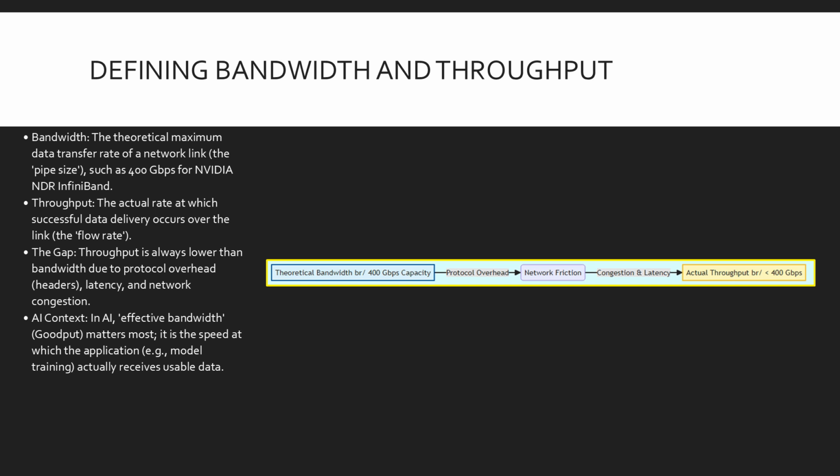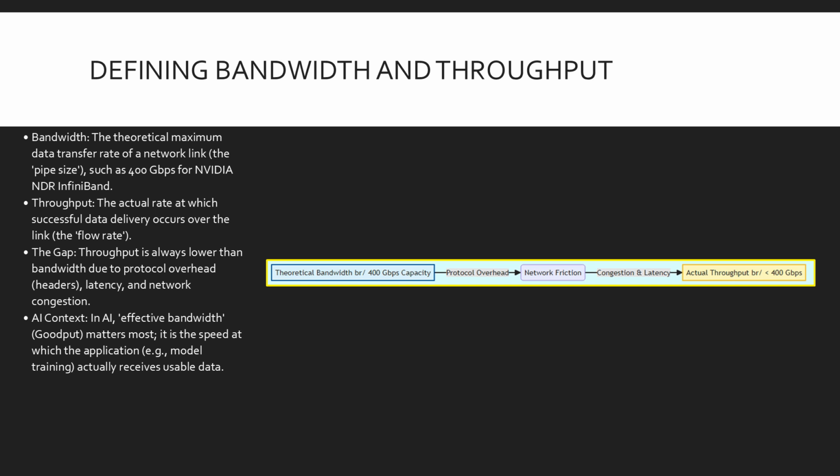Think of bandwidth as the width of a highway and throughput as the number of cars actually arriving at the destination per hour. In networking, we focus relentlessly on closing the gap between the two. We want our throughput to be as close to the wire speed bandwidth as possible because any gap represents wasted GPU cycles where the processor is waiting for data rather than computing.